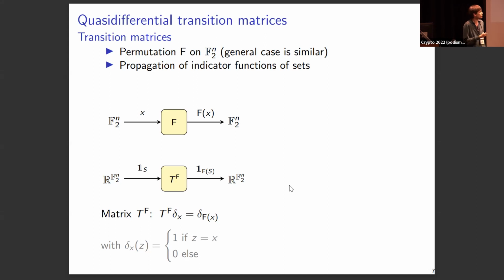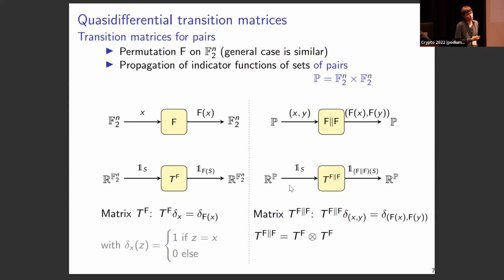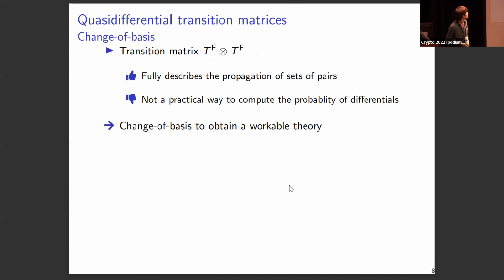The only thing here is we are working with pairs, not just with individual values. So we need to do the same thing basically on sets of pairs. But the idea is exactly the same. You can build some kind of matrix. And in fact, if you are familiar with tensor products, then you'll easily see that your transition matrix for pairs is just a tensor product. So now we have this transition matrix for pairs, so that's cool. And it really fully describes this propagation of sets of pairs.